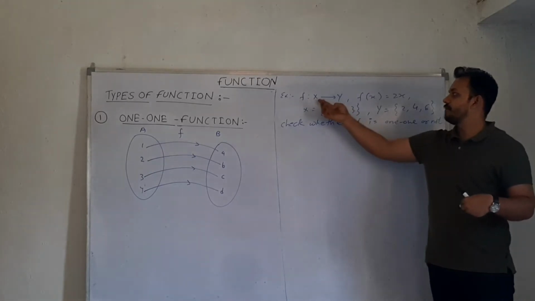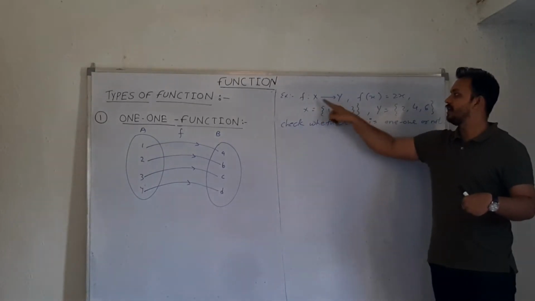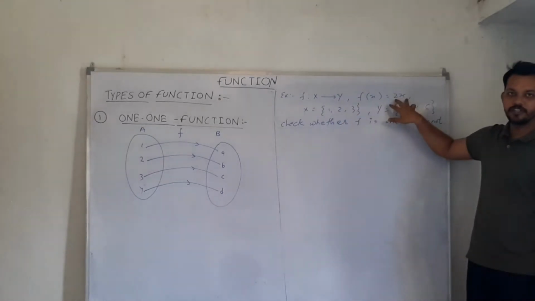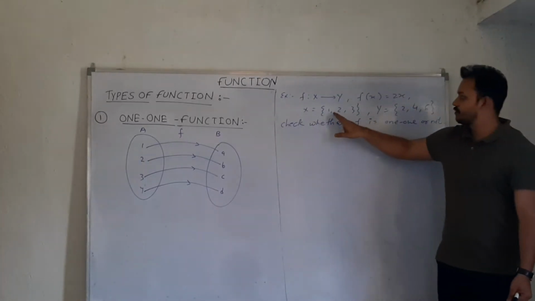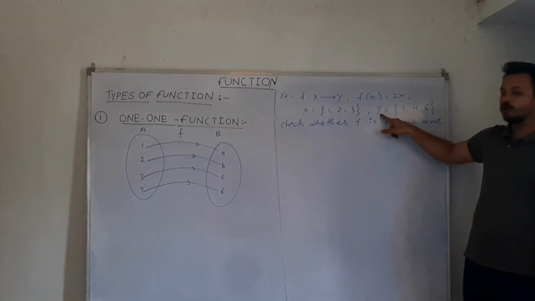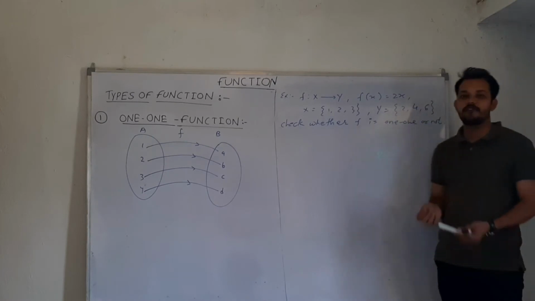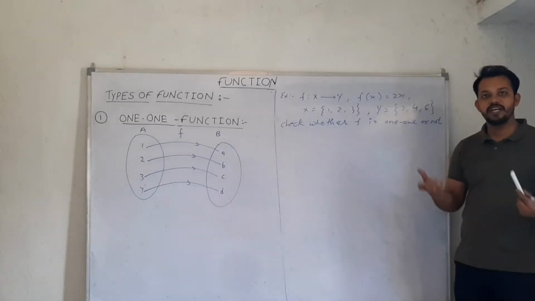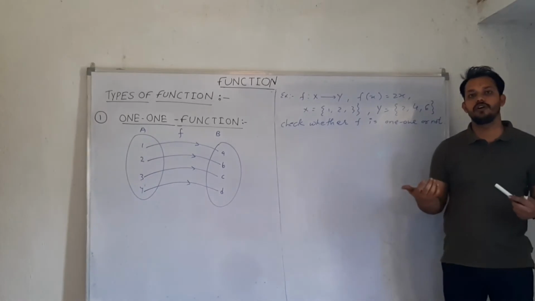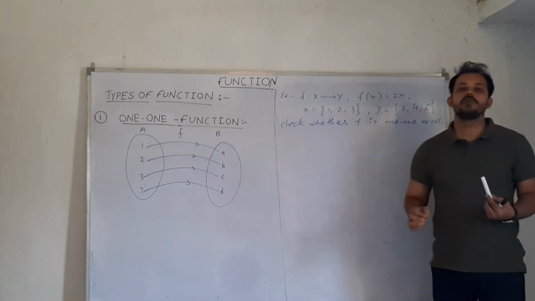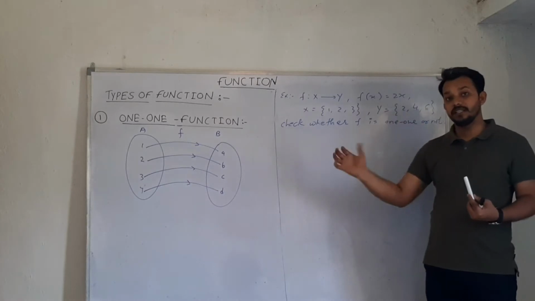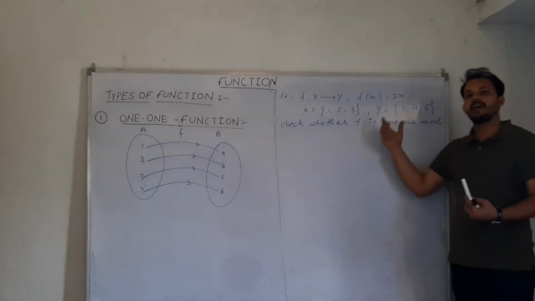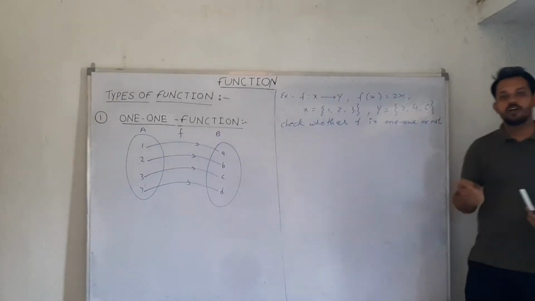Here we have a function f defined from X to Y. X is the domain, Y is its codomain. The function is given as f(x) = 2x, where the domain is 1, 2, 3 and the codomain is 2, 4, 6, and we have to check whether the given function f is one-one or not. How can we check this? The definition says that every element of the domain will have a different image. We will check whether every element of the domain has a different image in the codomain or not.